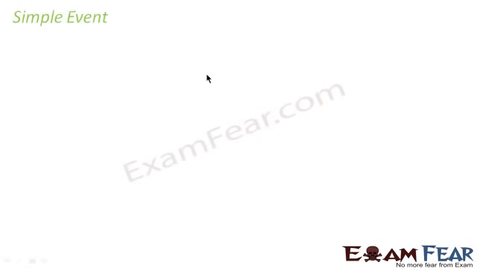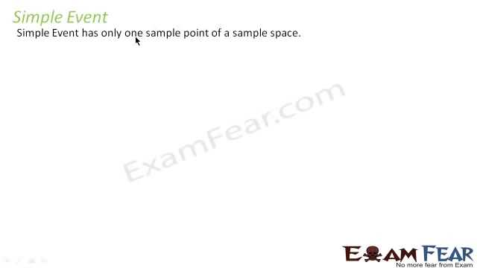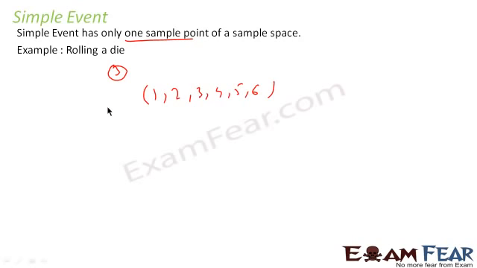Okay. Now simple event. A simple event has only one sample point. For example, in rolling a die, when I say I want 3. So if you see 1, 2, 3, 4, 5, 6, this is the sample space. If I say event A has only 3, this is a simple event. Or if I say event B, where B is a multiple of 5, there is only one number that is a multiple of 5, that is 5. So this is a simple event.